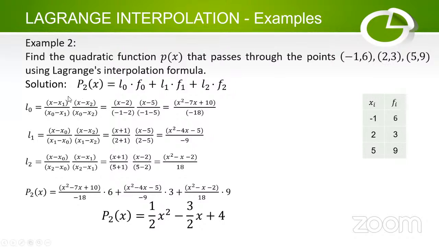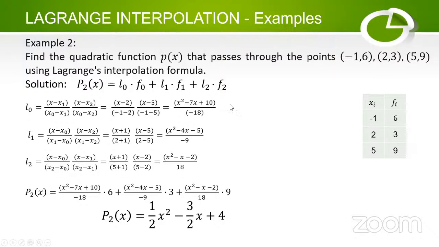Some may ask, can we memorize this formula? We don't even need to memorize the formula. Once you know that you have 3 data points, x0, x1, and x2, what you just need to remember is, if you are concerned about L0, you won't have x minus x0 at the numerator. And then you have x0 minus x1, then x0 minus x2 in the denominator. That's it. Once you're able to get this pattern, you will solve all your Lagrange interpolation problems.